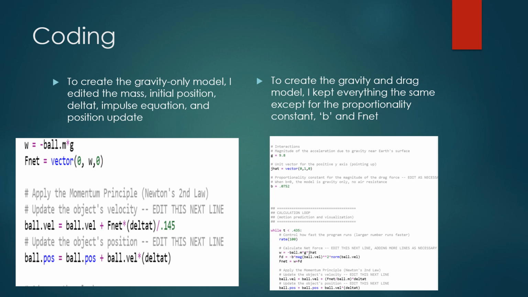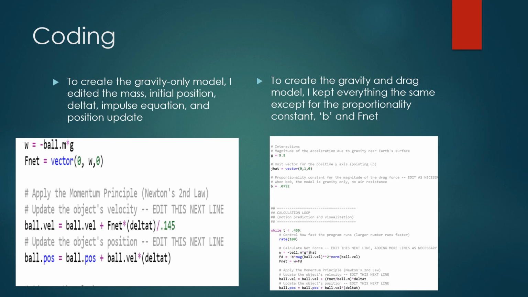To code the gravity-only model, I first edited the mass and initial conditions to fit my object. Since the initial position in the y dimension was so small, I put it as 0 in GlowScript. Then, I used the momentum principle to get the velocity. As I said earlier, the impulse equation is change in momentum in kilograms times meters per second equals F net times delta t. The calculated velocity was used in the position update formula to find the position. The position update formula involved using average velocity to get an accurate prediction of the change in distance.